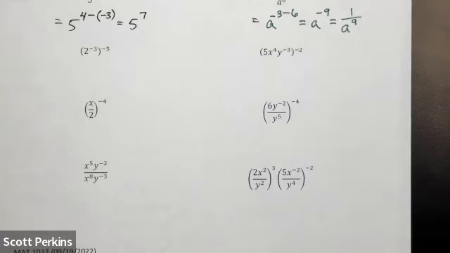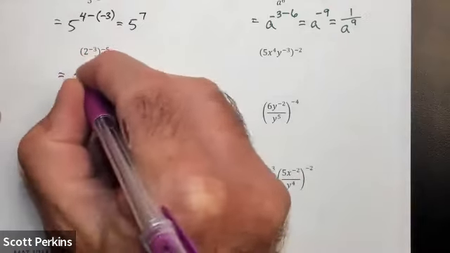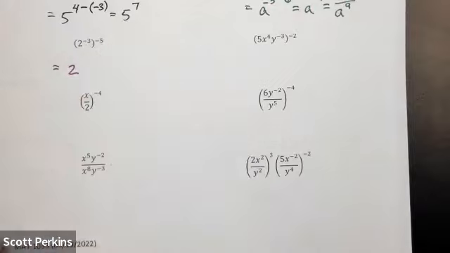Power rule from the front part of the sheet says just multiply those exponents. So the base does not change. So I have 2 to the -3 raised to the -5th. So -3 times -5 is +15. Okay, going to be a large number. I'm just going to leave it as 2 to the +15th.